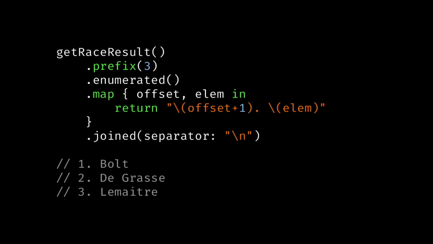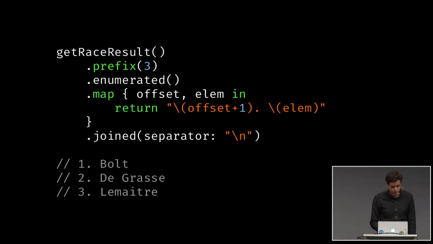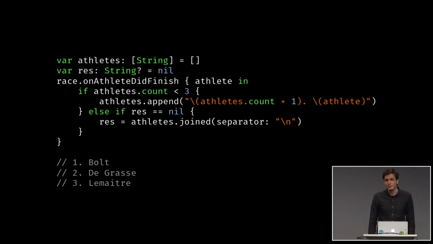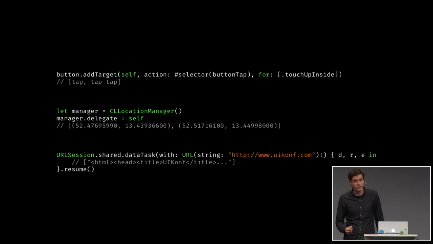And that works great for synchronous data. So here we call get race result, returns an array, we can prefix, enumerate, map, join, and we get the result of the race out. If we try to do the same thing to the asynchronous case, it gets messy. Like, I don't really want you to understand this, just see that it's a bit more complicated to understand. You need another state variable. Swift has no built-in way to nicely deal with asynchronous sequences. We did inherit some ways of dealing with asynchronous sequences, though, from Cocoa and Objective-C.